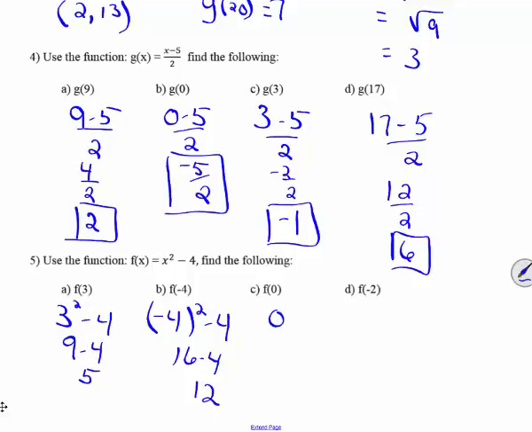For 0, well, that's 0 minus 4, which is negative 4. And here's another negative base, so we're going to have negative 2 in parentheses squared minus 4. Negative 2 squared is 4. 4 minus 4 is 0. And I think that's it.